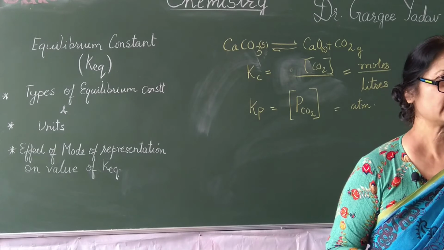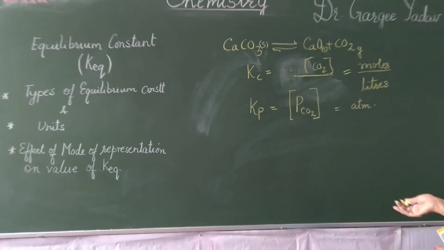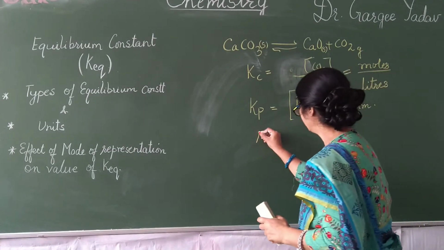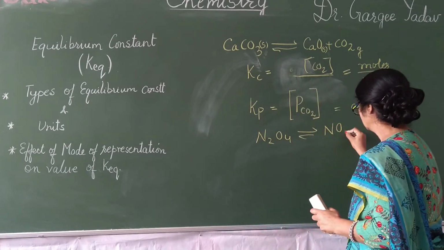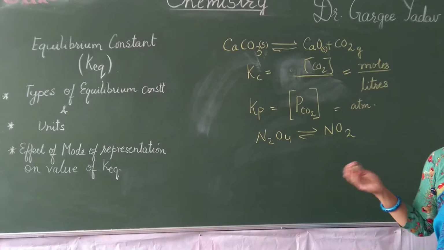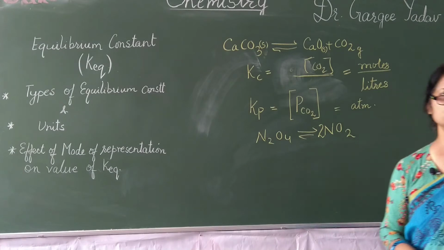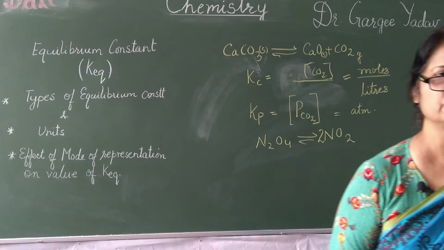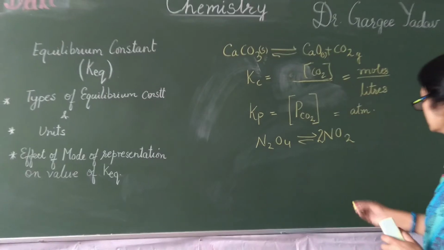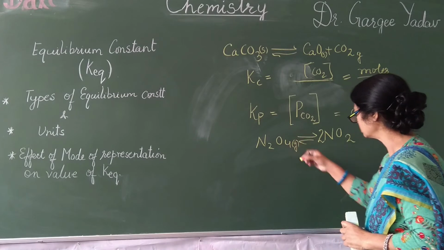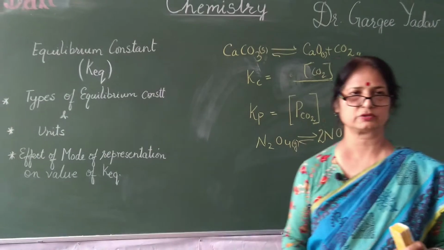So these are the units in which the equilibrium constant for the concentration and for the partial pressure can be represented. Now let's take another simple example of N2O4 decomposing to NO2. First of all, let's balance it, so it will become 2 NO2. I balanced it so as to take the stoichiometry into consideration, as it will be shown in the units also. Now this is our gaseous phase and this is also gaseous, which means this is a homogeneous equilibrium.